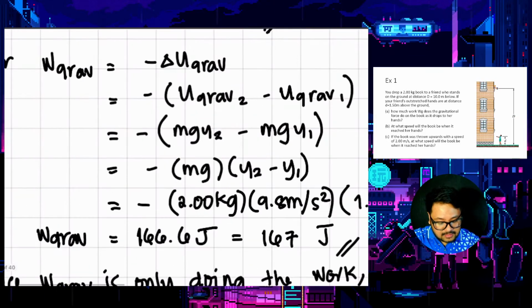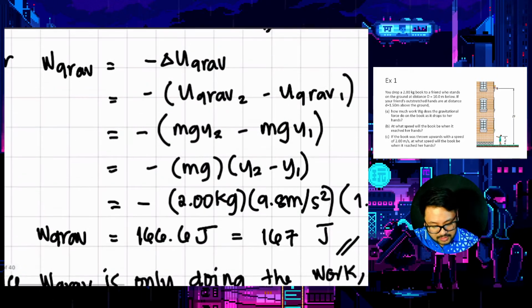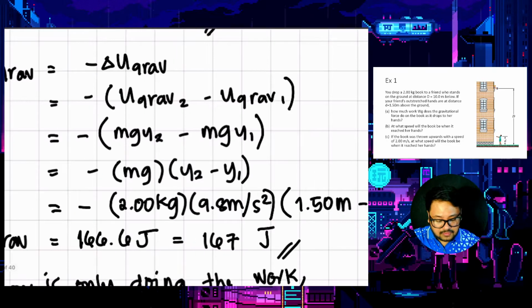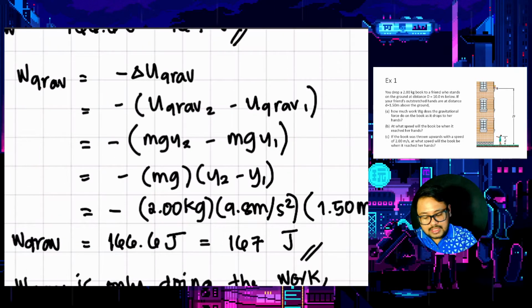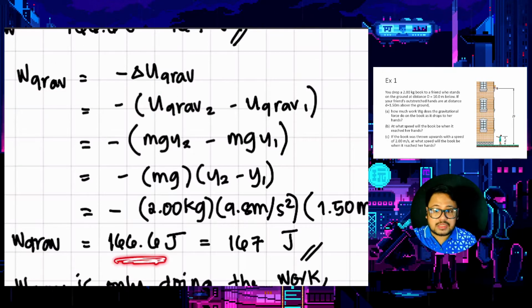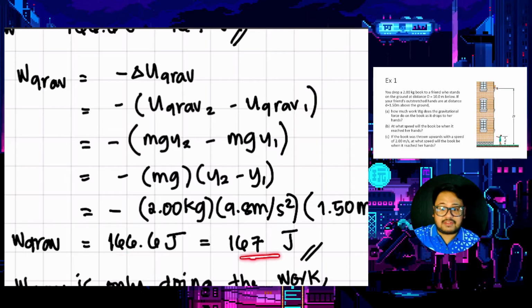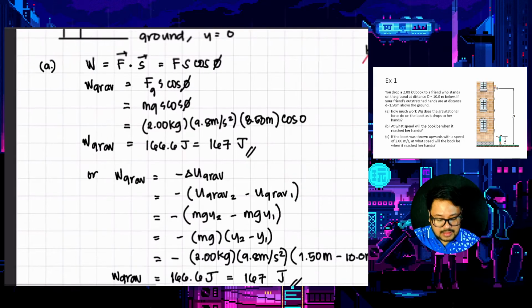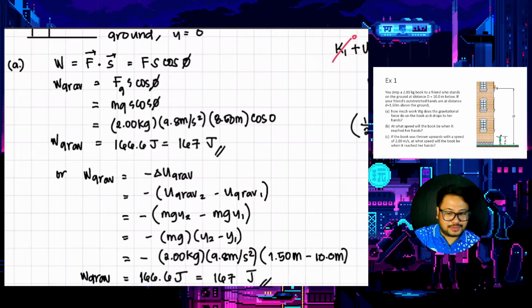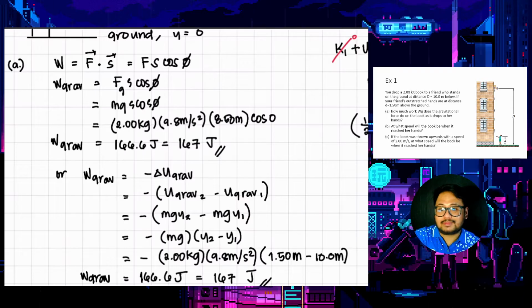So we got negative 8.50 meters for that one, 1.50 minus 10 meters. So the work done by gravity using this equation, that concept, will give us 166.6 joules or 167 joules. That's our answer for letter A. We have two methods actually, and these two methods will work whether in different problems or in this problem. Either of the two solutions are acceptable. Okay? So that's for letter A.